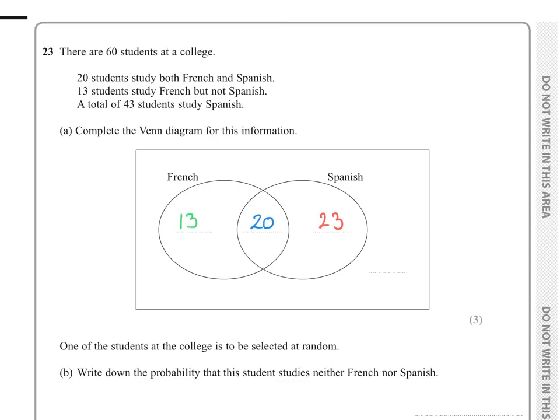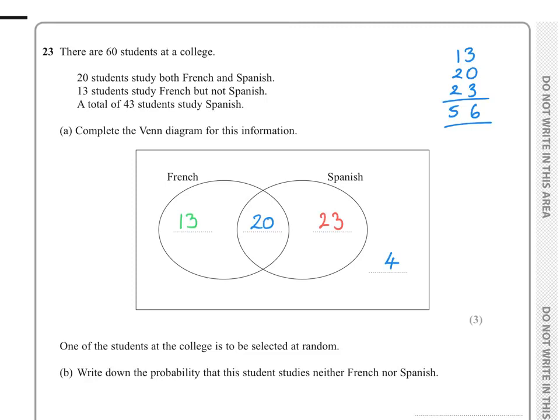One of the students at the college is to be selected at random. So the first thing that we should look at is to ensure that what we've written in our Venn diagram adds up to 60, and unfortunately it adds up to 56. So I know there's something missing here, and that should be 4. And that means you don't study French or Spanish or French and Spanish. Okay, so it's neither. And now we are ready to do the next part.